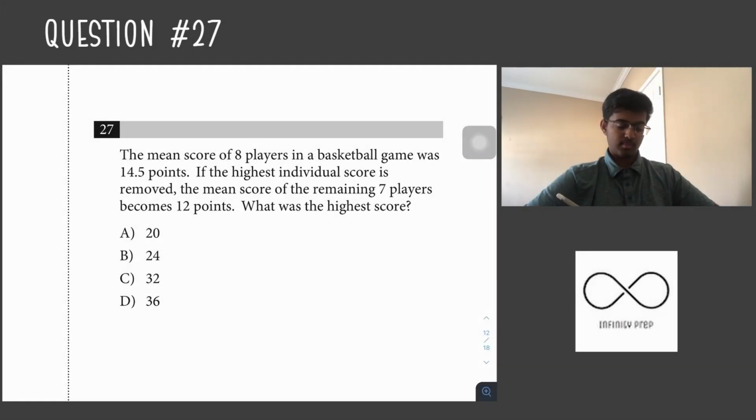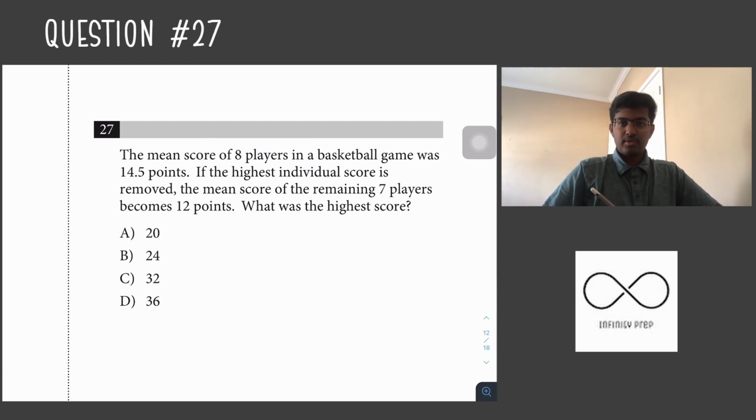Question number 27. The mean score of 8 players in a basketball game was 14.5 points. If the highest individual score is removed, the mean score of the remaining 7 players becomes 12 points. What was the highest score?